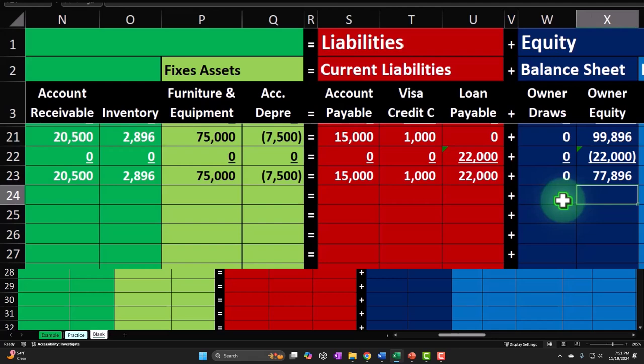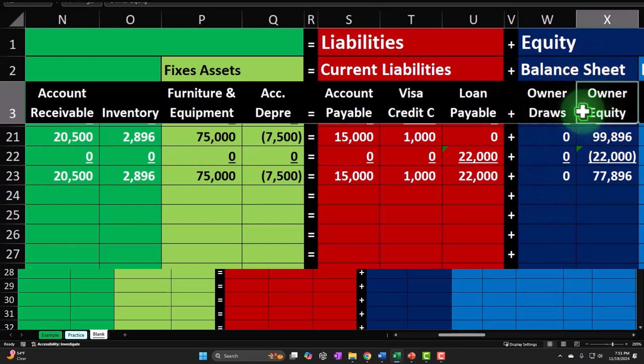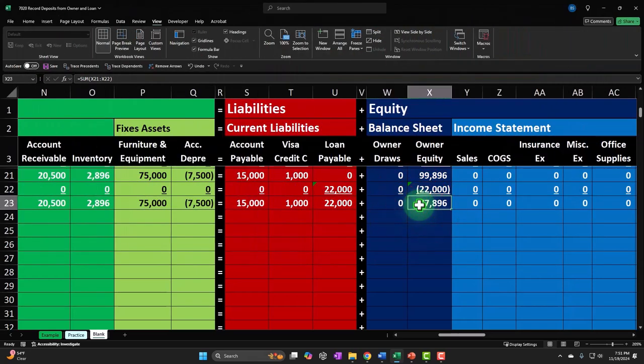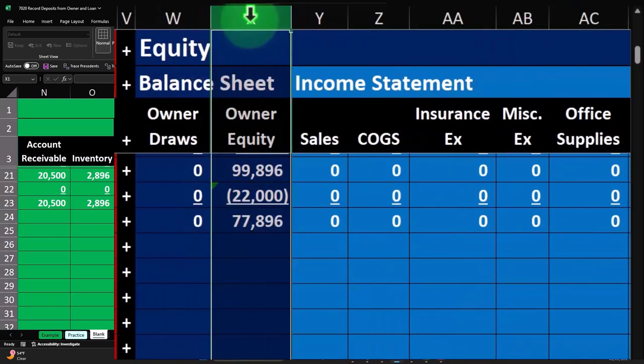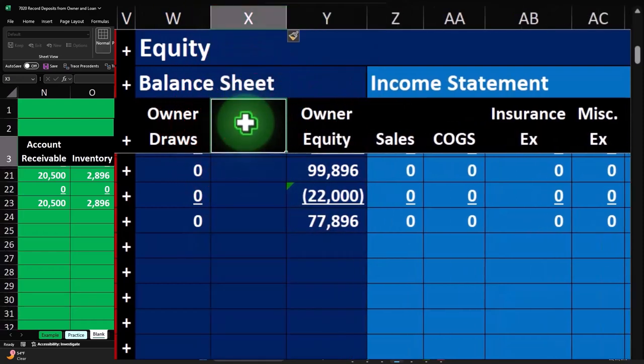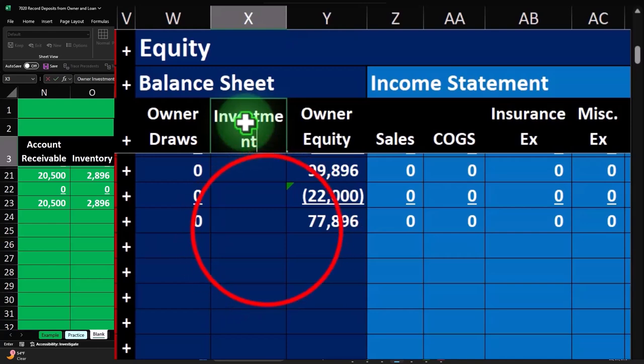Okay, but we could also make another account here and break out not just the draws, but also the investment. I'm going to do that to make it a little more clear what the owner invested, what the draws were, and what the earnings were that the company made that then got pulled over into the equity, which is equivalent to retained earnings. So let's put our cursor up top. I'm going to select the whole X column, right click on it and insert, and then go up top here and call this owner investment.